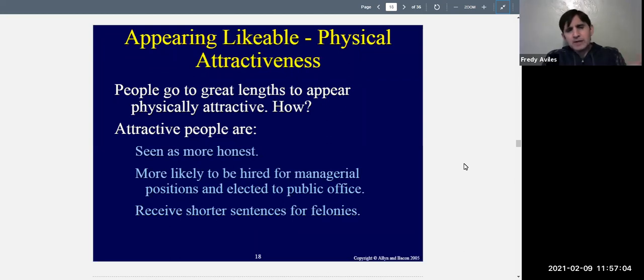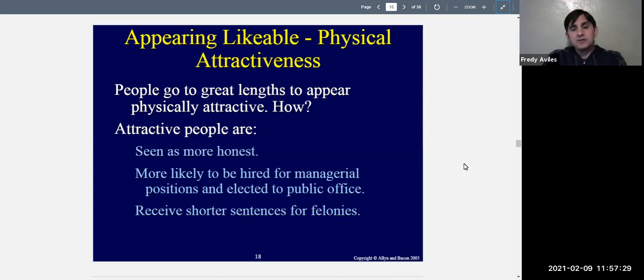But attractive people, right? People go to great lengths to be attractive because there are certain rewards that attractive people get. Attractive people are more likely to be seen as honest, right? Attractiveness has nothing to do with your honesty. But research shows that people who are more attractive are seen as more honest. That's surprising. What the heck do those two things have to do with each other? It's because we want to like people who are attractive and are more likely to think well of them.